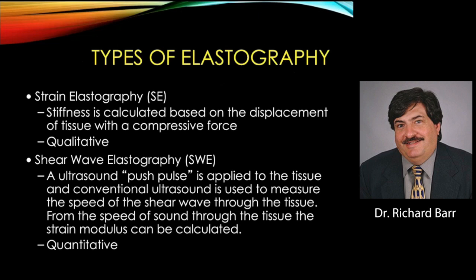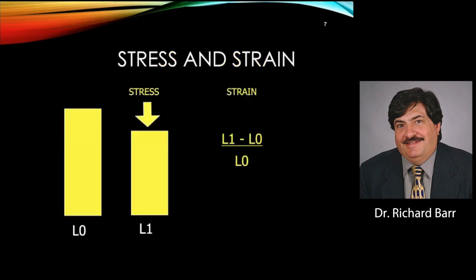And shearwave elastography, where we use an ultrasound push pulse, or ARFI, acoustical radiation force impulse, applied to the tissue, and conventional ultrasound is used to measure the speed of the shear waves that are generated. And from the speed of those shear waves through the tissue, the elastic modulus can be calculated. So we actually calculate the exact degree of stiffness of the lesion.